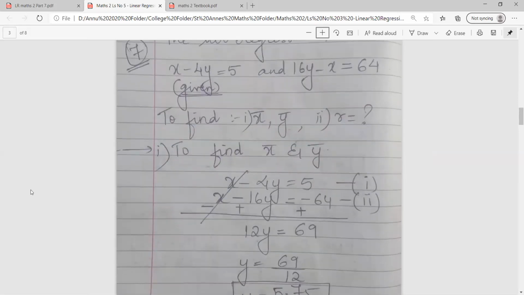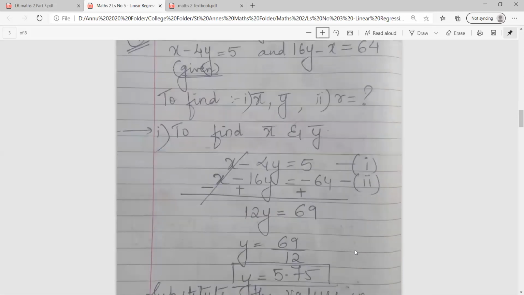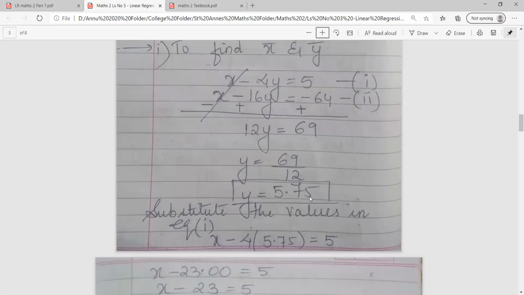So now, in order to find x bar and y bar, we'll first solve both the equations simultaneously. To solve them simultaneously, we arrange them properly. As you can see, the equations are not arranged properly over here. So I can write x minus 4y is equal to 5 and x minus 16y is equal to minus 64. On subtracting, I get 12y is equal to 69, so the answer comes as 5.75.